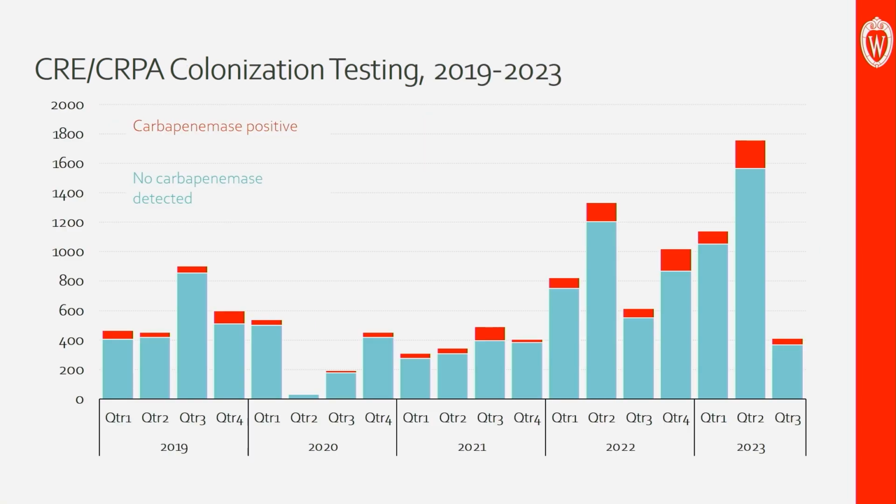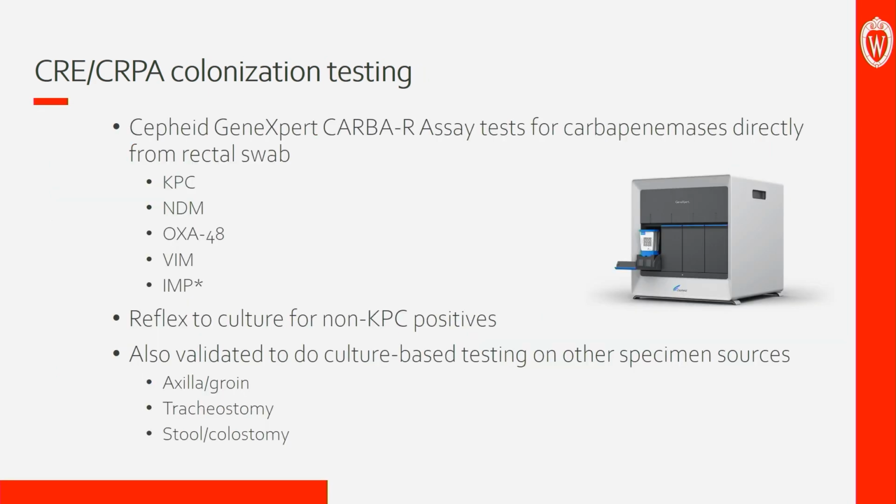Here is the CRE colonization testing from 2019 to 2023. The red parts of the bar are those that tested positive. So this is for the whole Midwest region, not just Wisconsin. But you can see on the y-axis, we are doing hundreds, if not thousands, every quarter. Fortunately, this test, you can see this is a tiny version of the Cepheid GeneXpert that we have in our lab. We can test up to 16 of these swabs at once, and the results come back in about an hour. So this is fortunately a pretty quick test.